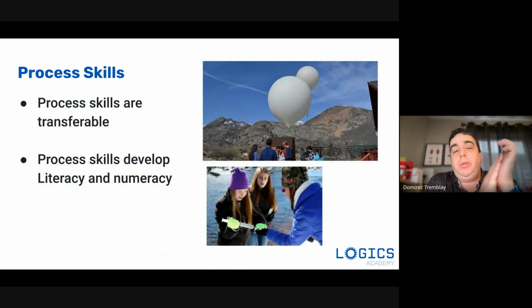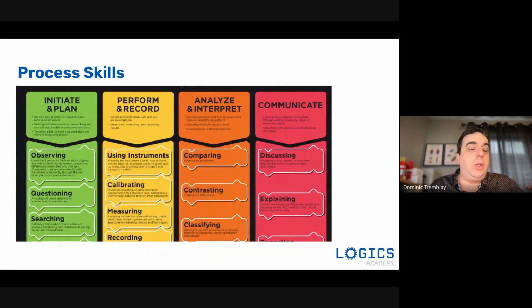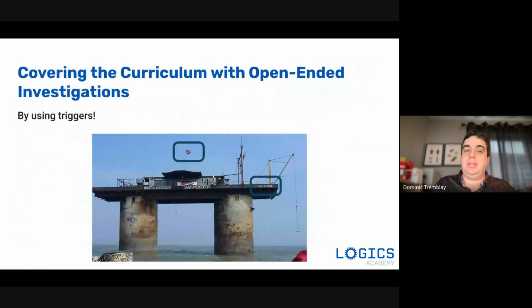And the cool thing about those process skills is they're transferable. They're transferable to any subject, and they also build literacy and numeracy. As you can see, skills like observing and questioning and searching are more literacy focused, whereas skills like measuring and calibrating and recording and drawing a graph are more numeracy based.